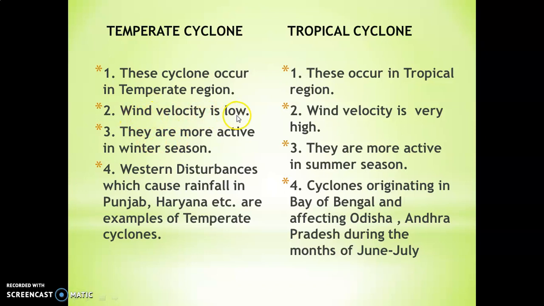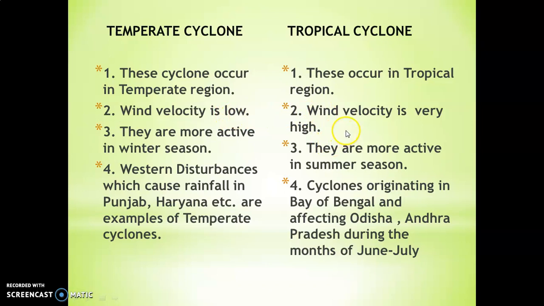The wind velocity is low. If we see, during temperate cyclone, the speed of wind is less. Why? You have to learn one thing, temperate cyclones occur on land. And if the cyclones occur on land, we know you will find irregularities on the land surface. So if there is an uneven area on land, friction will be more, and if friction is more, the speed of wind will be low.